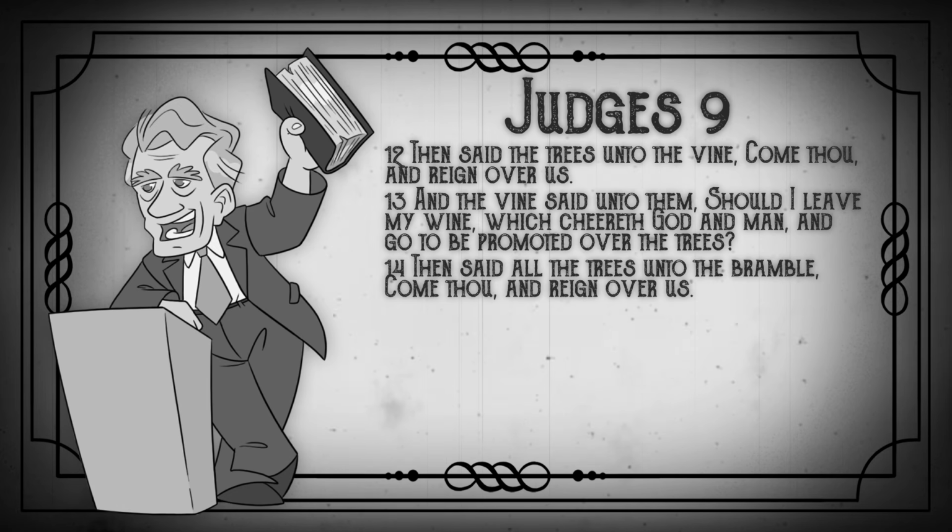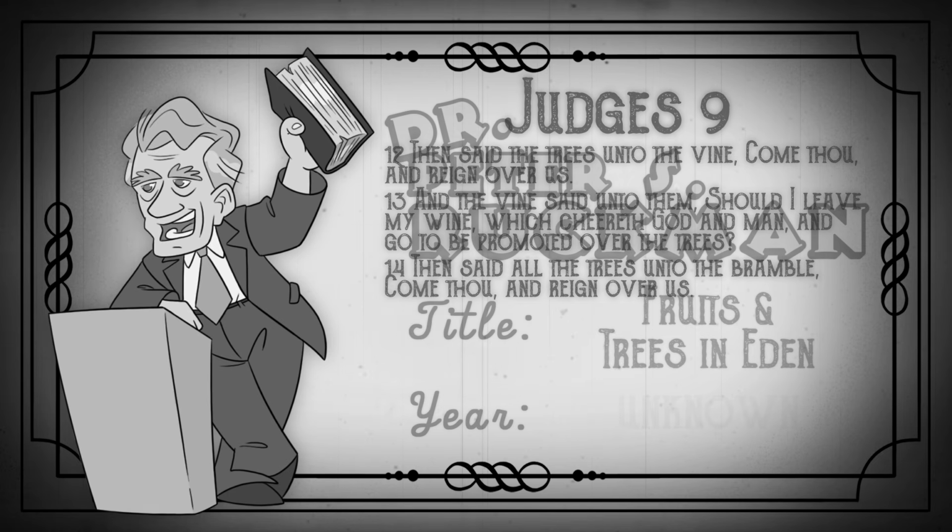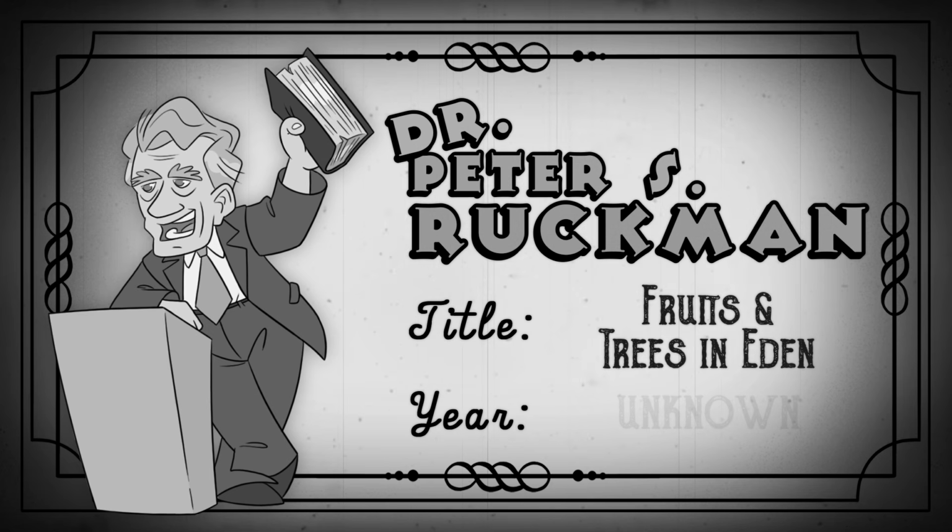Then said all the trees to the bramble, there's your thorns and thistles, come now reign over us. Now, if you put that passage in the Garden of Eden, you know what you'd have? You'd have an olive tree as a type of tree of life, a fig tree as a picture of self-righteousness, and a vine tree as a tree of forbidden fruit.